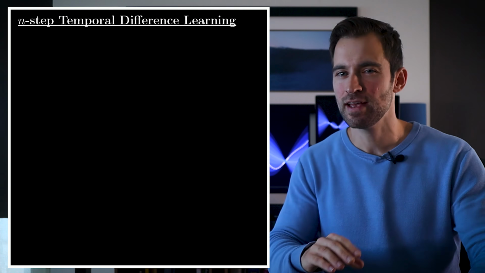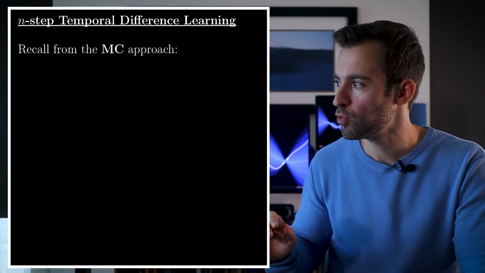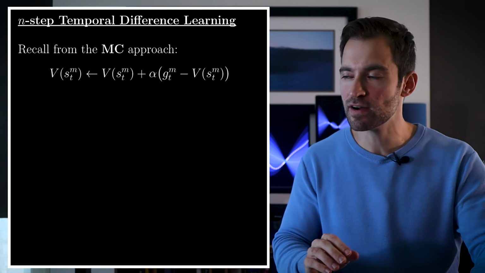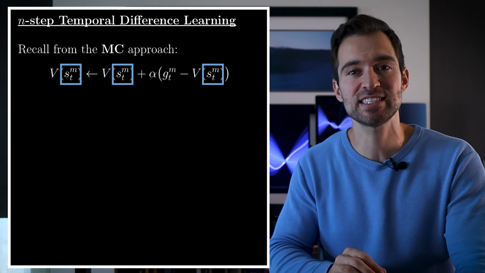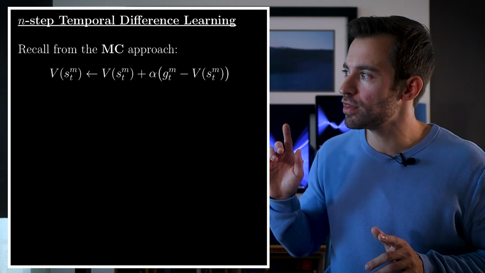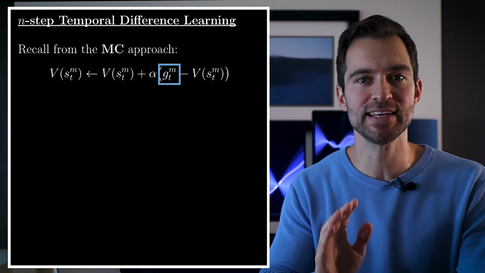Okay, let's now review this more generally. It's called n-step temporal difference learning, and it's easiest to understand if we recall the Monte Carlo approach, where we used this update rule for evaluation. To be clear, this refers to the state at time t of the nth episode. Now, in this rule, we call this the target. It's what we move our estimate towards on each step.